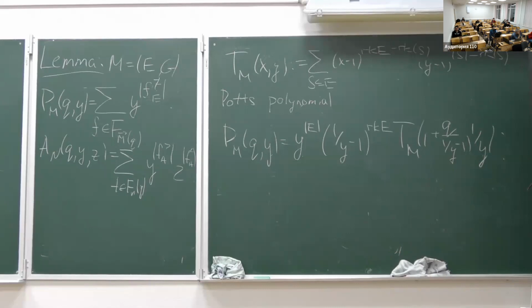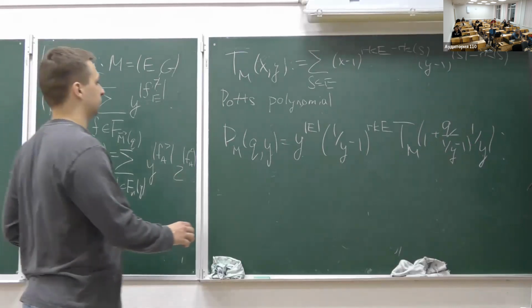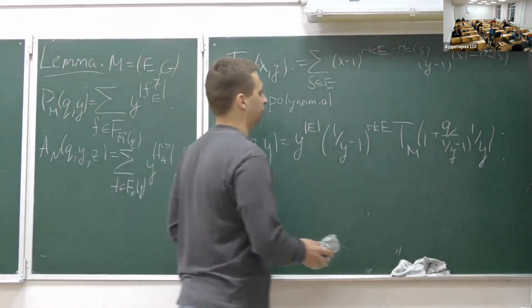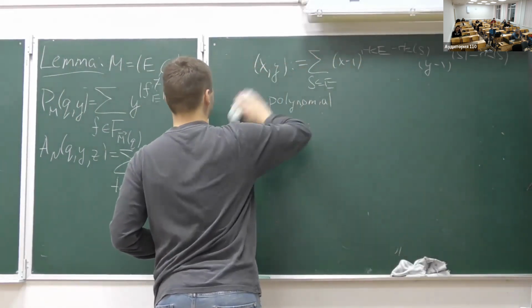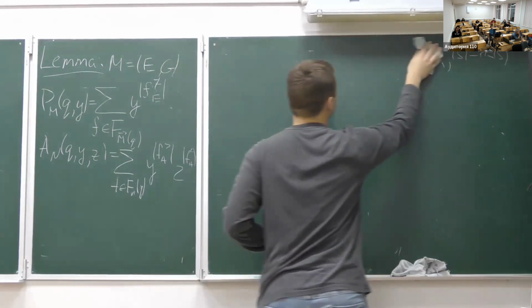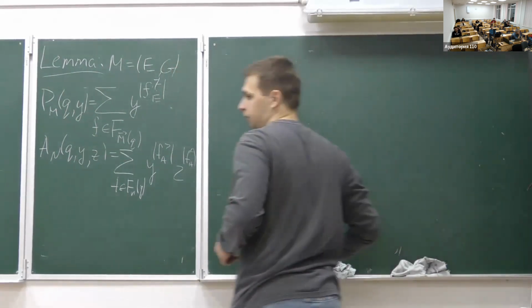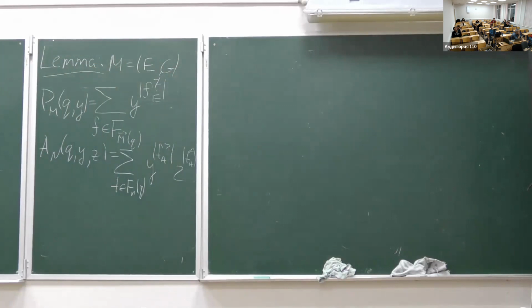And will you please write down the deletion-contraction? Yes. Then, since we know that the Tutte polynomial satisfies deletion-contraction, and we also know that the flow polynomial satisfies deletion-contraction, then we can believe that they indeed reduce to one another.